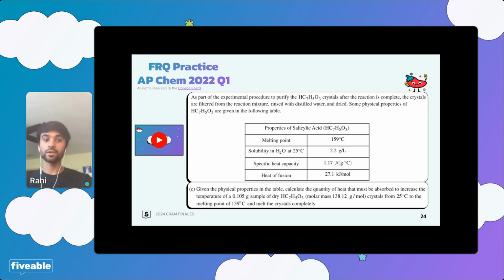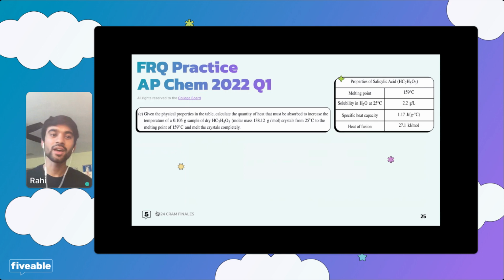But we are going to go through the FRQ, okay? Okay, let's break this down. Let's hit the first question, okay? So given the physical properties in the table, we're going to calculate the quantity of heat that must be absorbed to increase the temperature of a 0.105 gram sample of dry HC7H5O3, which has a molar mass of 138.12 grams per mole, crystals from 25 Celsius to the melting point of 159 Celsius, and melt the crystals completely.